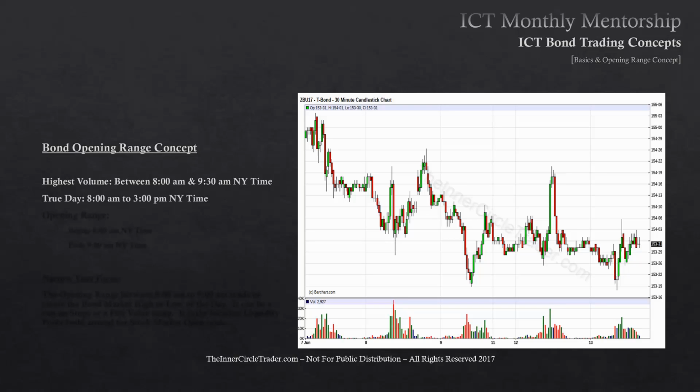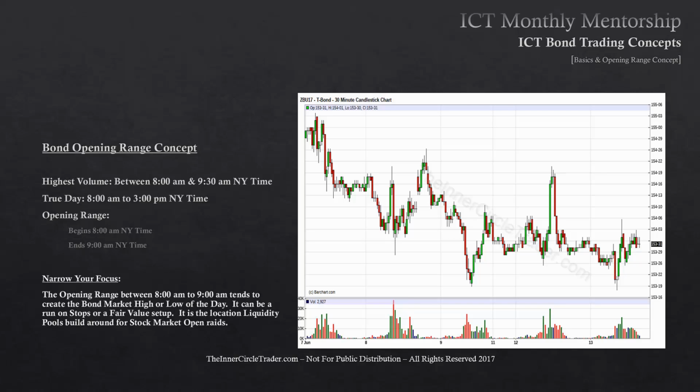True day for the bond market is 8 a.m. to 3 p.m. New York time. The opening range begins at 8 a.m. New York time and ends 9 a.m. New York time. Narrow your focus. The opening range between 8 a.m. and 9 a.m. tends to create the bond market high or low of the day.